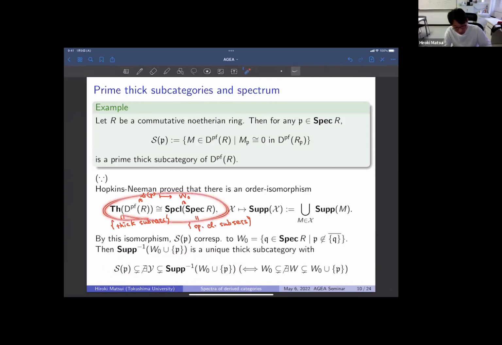Indeed, using this order-preserving isomorphism, we can translate these properties to the language of specialization closed subsets. And we can easily check that there exists no specialization closed subset between W0 and this specialization closed subset. So S of P satisfies this condition, and this condition means that S of P is a prime thick subcategory by definition. This is a proof of this example. Okay, this is the definition of prime thick subcategories and examples.